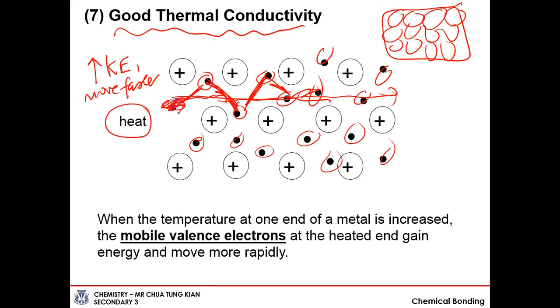Or this electron can actually migrate through the structure. So the sum of all these parts together allows the metal to conduct heat much better than a non-metal.